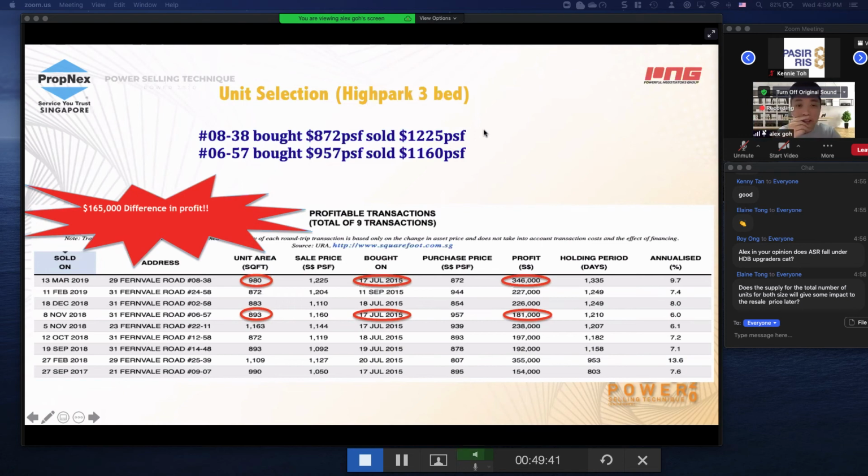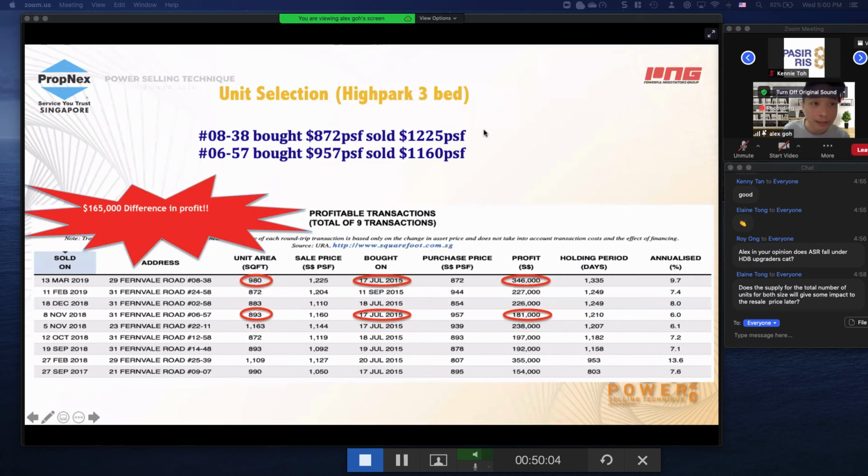Okay. There's two questions. One is, Alex, in your opinion, does ASR fall under the HDB upgrader category? I don't think it's an HDB upgrader category. So ASR is a very hybrid product. I would sell ASR from 1 bedroom to 4 bedroom because there is a demand for every bedroom type in that location.